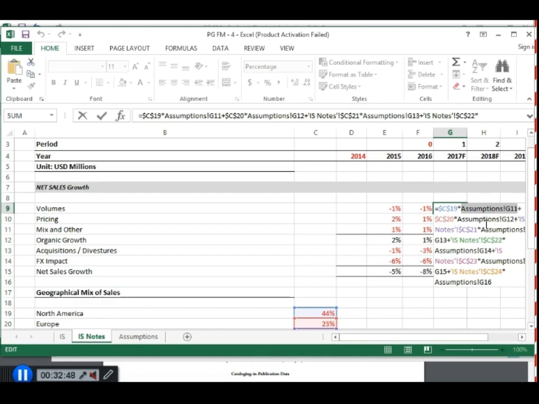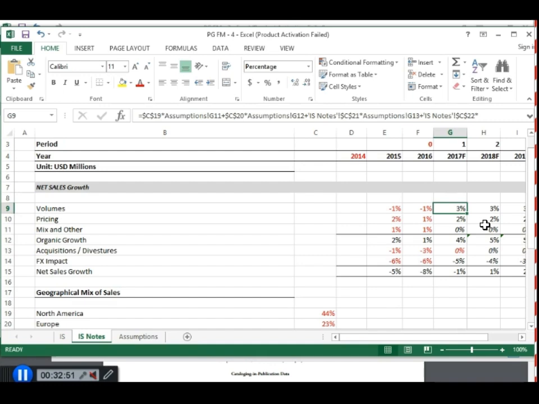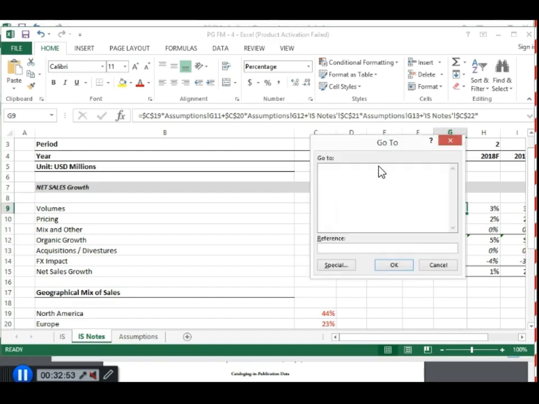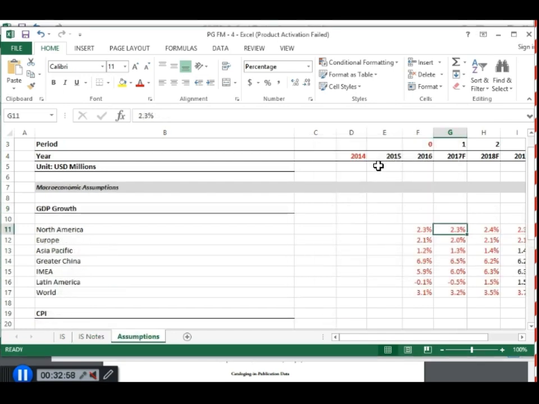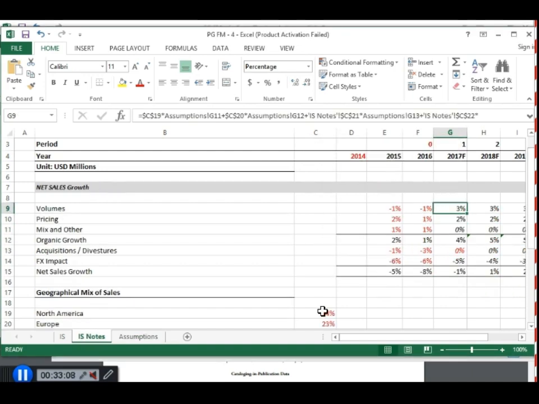growth rate. So if I go here, F5 is the shortcut for go to. Whenever you have to go to any cell, F5, enter, and here it is. So 2.3%, it will pick up this 2.3% from here, multiply it with the weight for North America, and calculate the volume weight. Then the next one, Europe, it will pick up the value from assumptions, multiply it here, and so on. So it will calculate a weighted average volumetric growth.